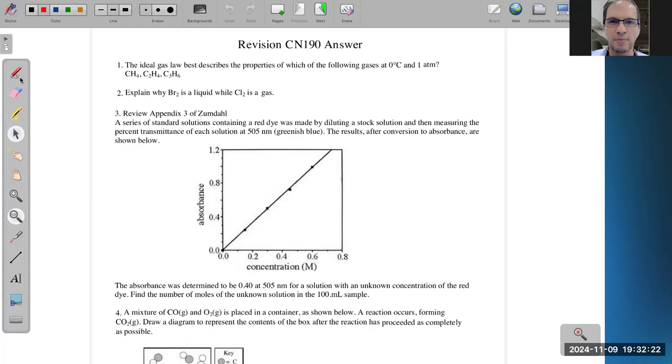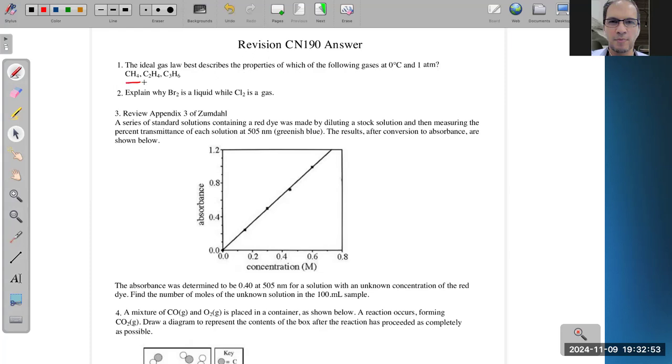Okay, the ideal gas law best describes the properties of which of the following gases at 0 degrees and 1 atmospheric pressure. So he's asking me about the ideal gas, and the ideal gases, as we know, have no forces of attraction on each other, or very weak forces of attraction. So the gas that I need to choose must have the smallest mass of them, so that the attraction forces will be less.